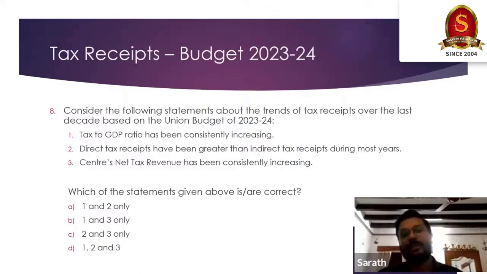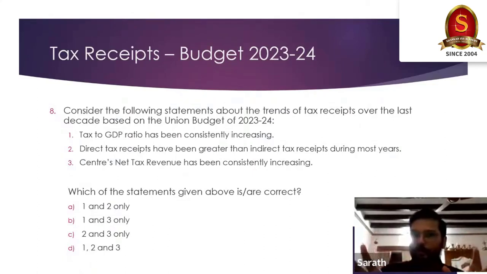Direct tax receipts have been greater than indirect tax receipts during most years. It's a very generic statement, during most years. Okay, and Center's net tax revenue has been consistently increasing. So the first statement has a key phrase to focus on: tax to GDP ratio has been consistently increasing.